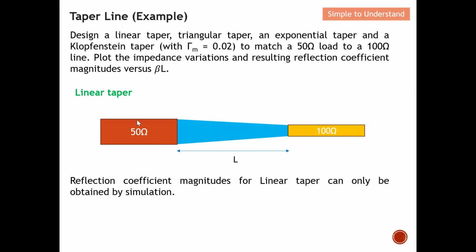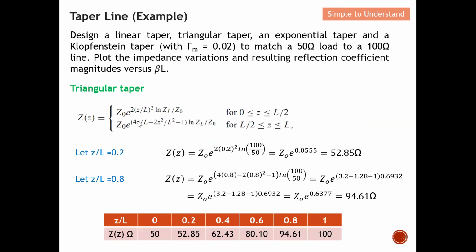Next, let's move on to the triangular taper. This is the formula to design the triangular taper. This will be the impedance variation. This will be the equation. You can see that in this equation, there are two sections. One section is from 0 to half of the impedance matching length. The other formula is from L/2 all the way to the length L.